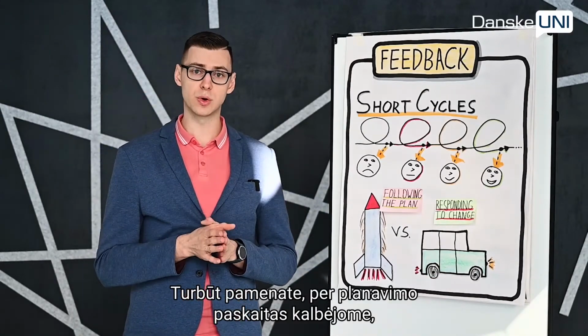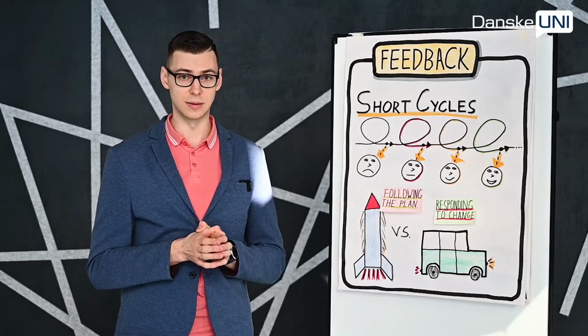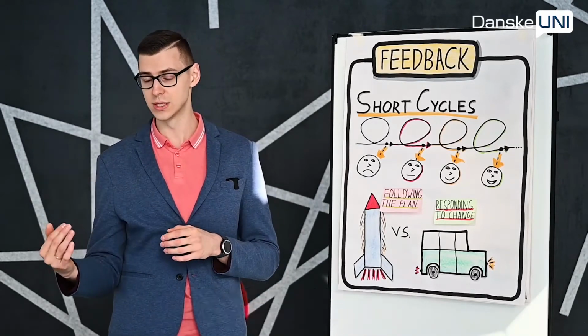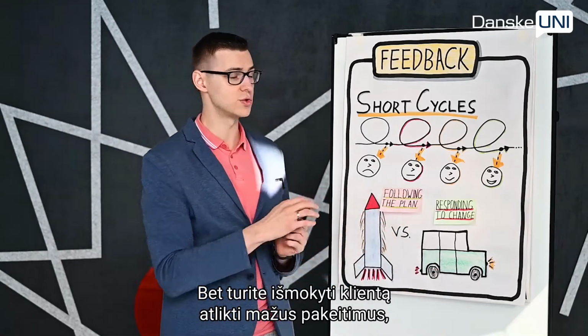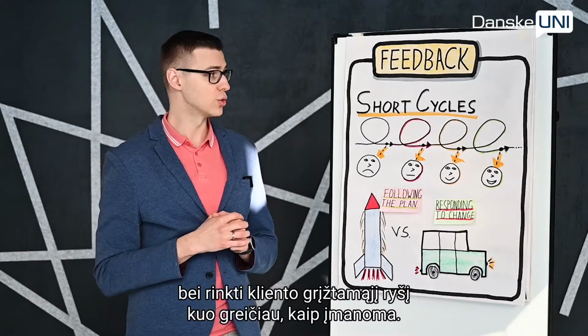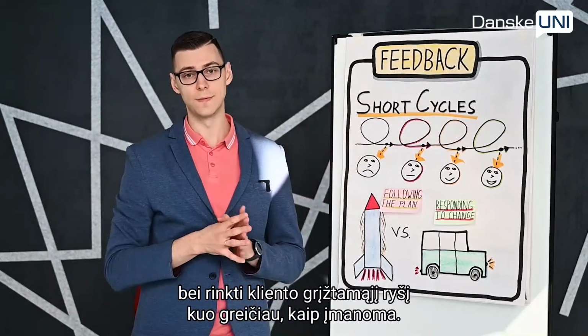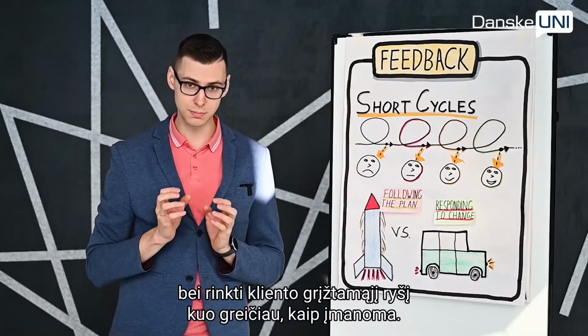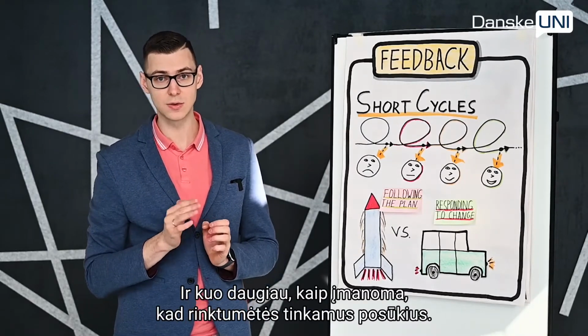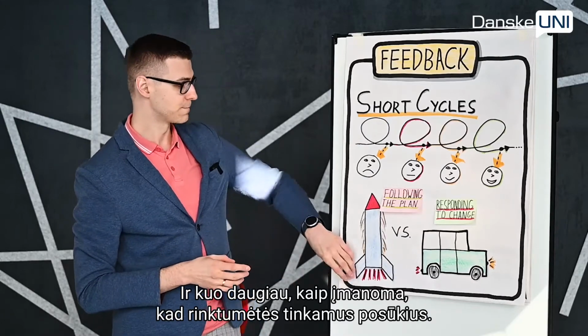So probably remember, in the planning sessions we talked about how Agile planning is not chaos. You do some sort of planning. You have goals. But those small adjustments are what you need to teach your client to be able to do, and also be able to collect all the feedback from your client as soon as possible, as much as possible, so that you can make the right turns on the way.